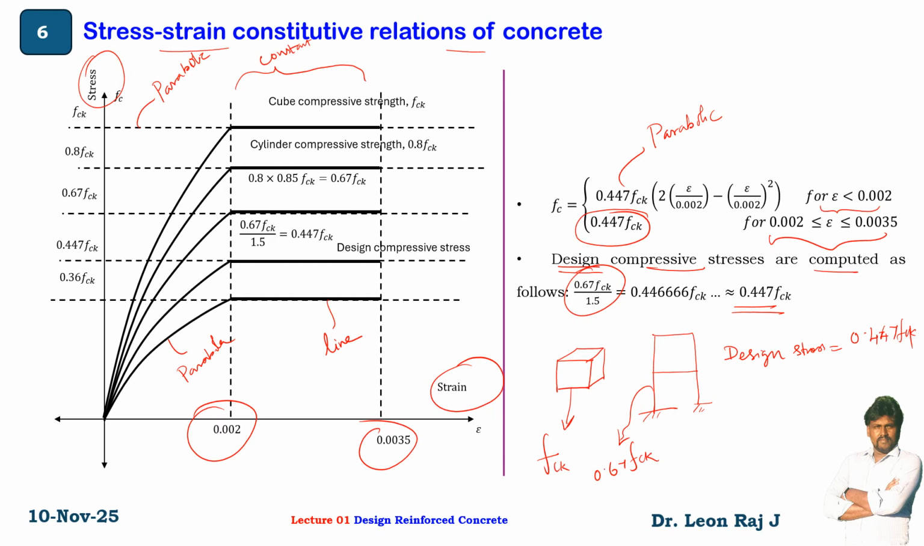Here you can see the graphs of how it shrinks. Cube compressive strength, then the cube to cylinder conversion factor 0.8 gives 0.8 FCK. Then using the size factor 0.85, that is 0.67 FCK. 0.67 divided by 1.5 is nothing but 0.447 FCK. This is called the design compressive stress.